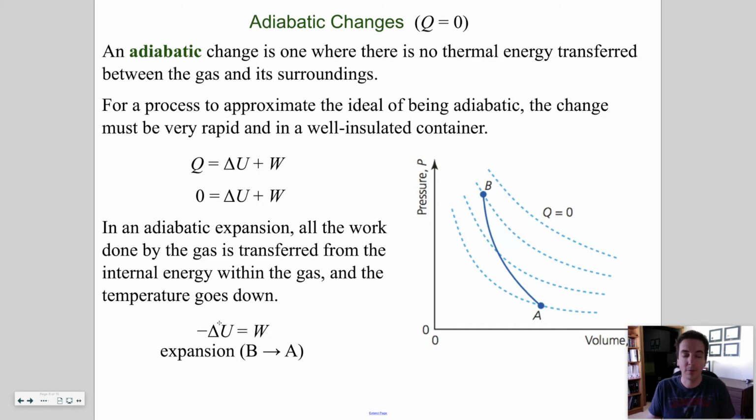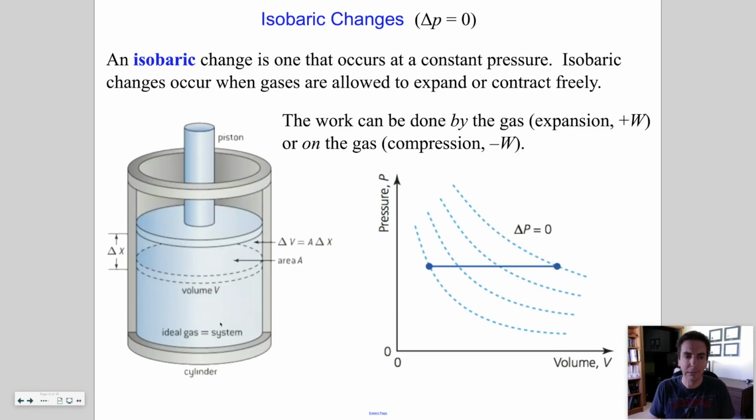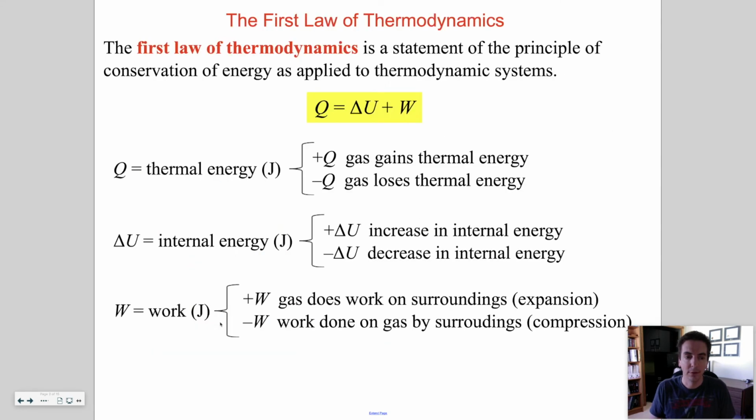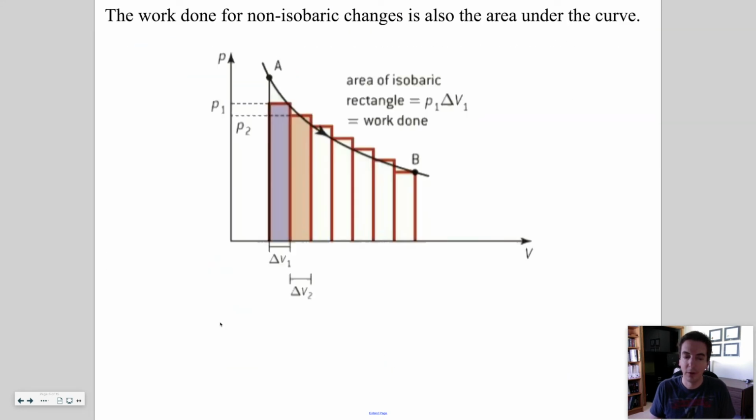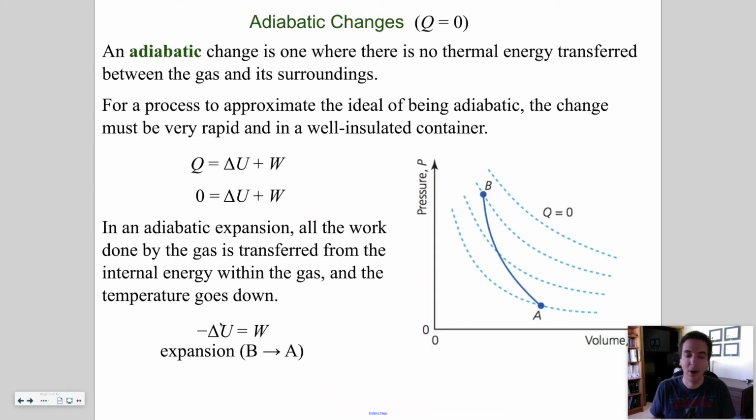Notice we've got a negative sign for delta U here. The negative sign means that the internal energy goes down. Therefore, it's expanding and it loses energy. If the internal energy goes down, it must give off energy to the surroundings, and that's an expansion. That W is then positive.